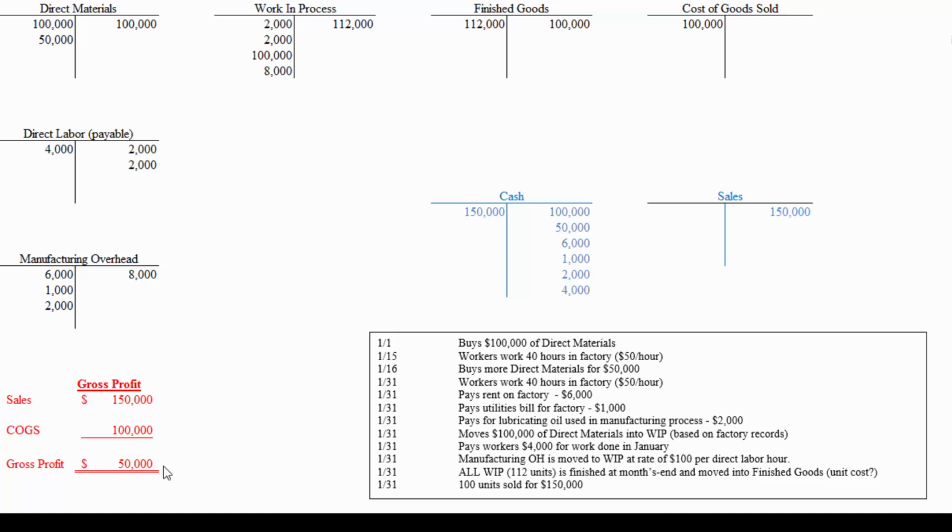And so that's all there is to keeping track of the flow of cost. We're going to take materials, labor, and overhead, move it into work in process, work on it. When we finish it, it moves to finished goods. And then when we sell it, it goes into cost of goods sold. Debit cost of goods sold, credit finished goods. I hope that helps.